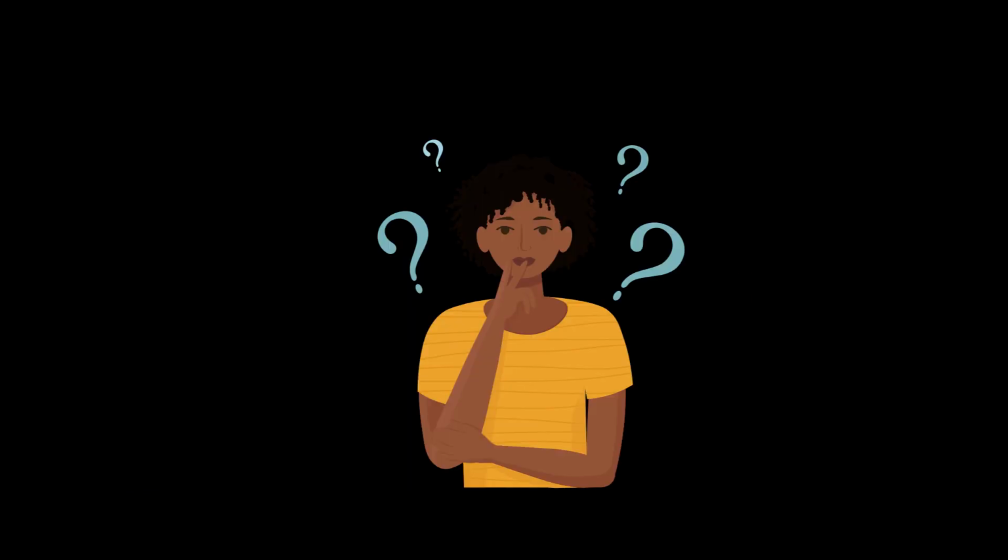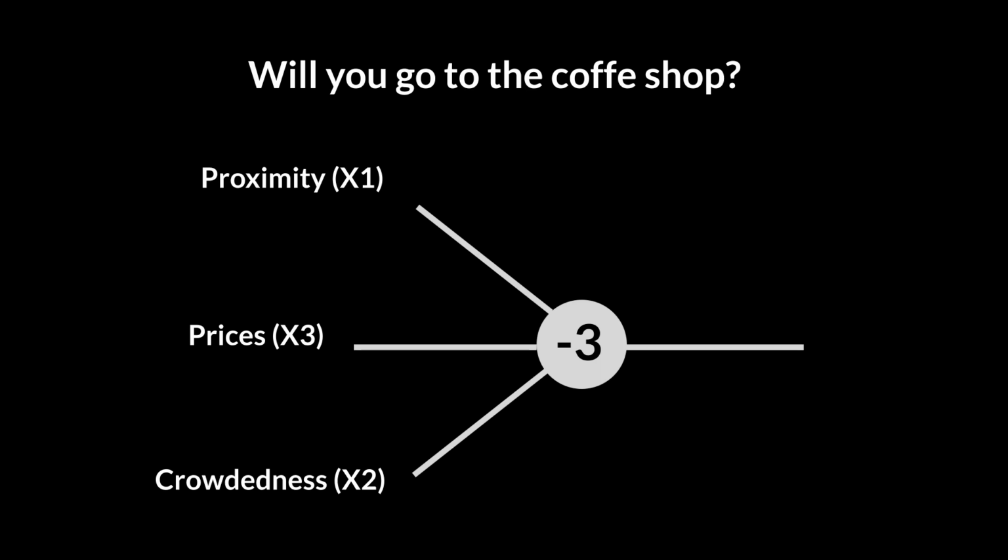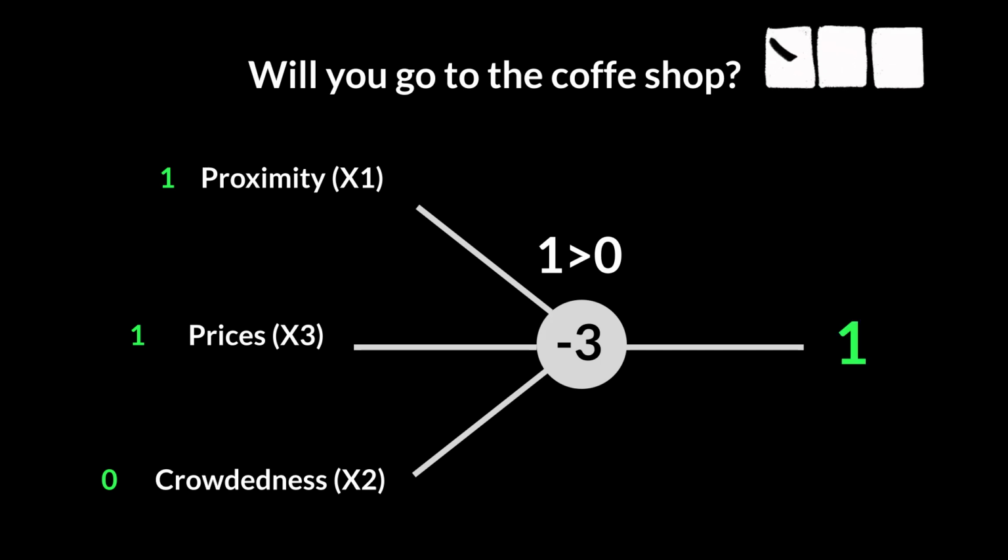But what if the cafe is near you, the prices are good, but it's crowded? Will you go? Let's ask our perceptron. Now the inputs will be 1 for proximity, 1 for prices, and 0 for crowdedness. Calculating our z, we have 1 times 3, plus 1 times 1, plus 0 times 1, which is 4. And adding the bias, now we have 4 minus 3, which is 1. And now using our activation function and comparing z to 0, turns out z is greater than 0, so the output will be 1, which corresponds to true. Hooray, you're going to the cafe.